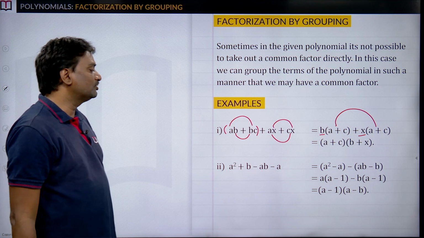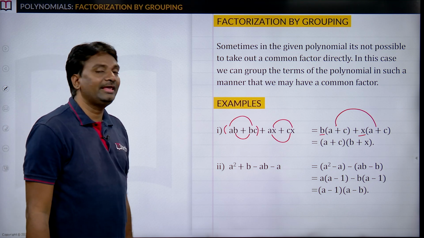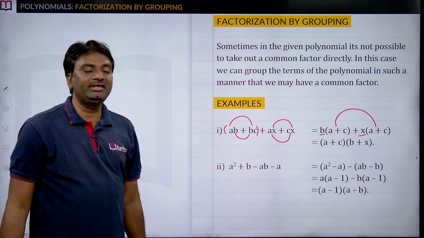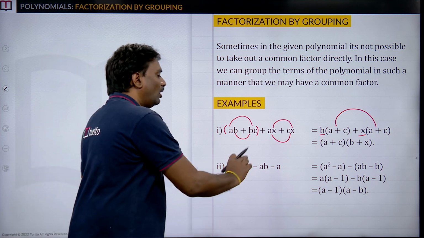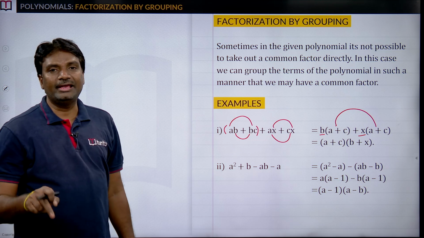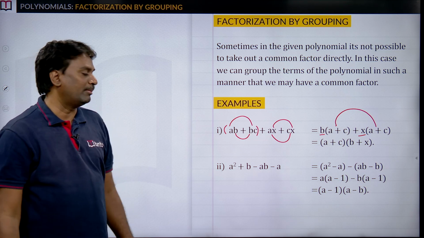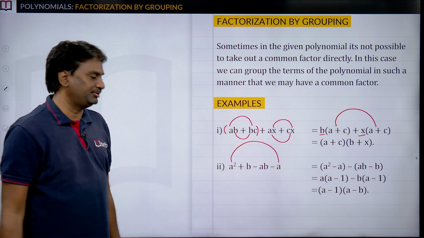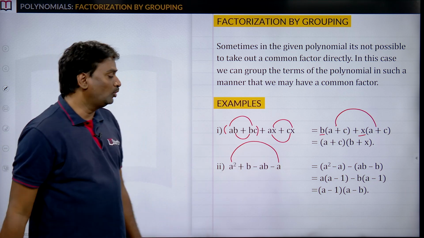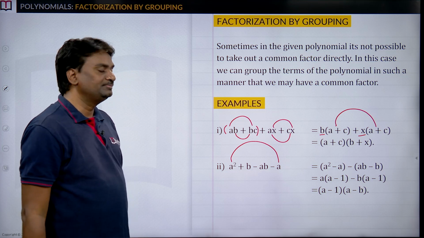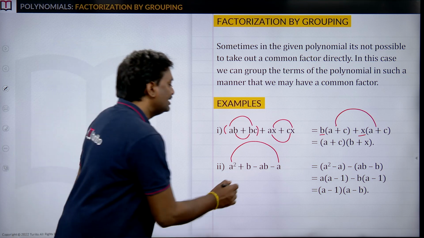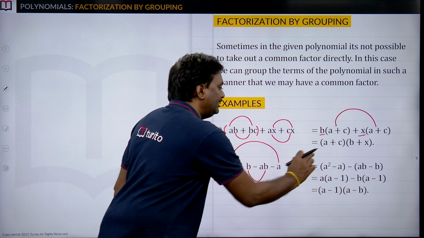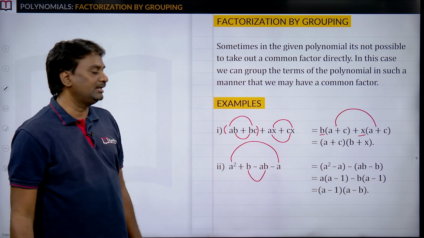Next, a square plus b minus ab minus a. Here also in this example we have four terms, but all four terms do not have a term in common. The first term is a square and the last term is minus a, so let us consider those two terms as one group. The middle two terms are b minus ab. By writing a square minus a at one place, that is one group.